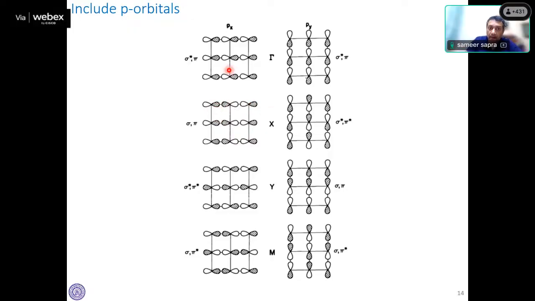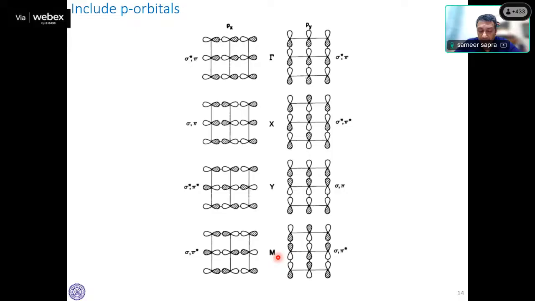Okay. And sigma star, this is the antibonding of pi interaction. Likewise, you have sigma star, antibonding in this direction, and pi star, antibonding in this direction. So you need to differentiate between x and y now because you have the px and py orbitals. So that does not allow for the square symmetry. And then you have sigma and pi star, which is m.